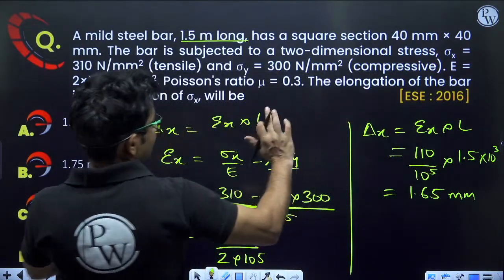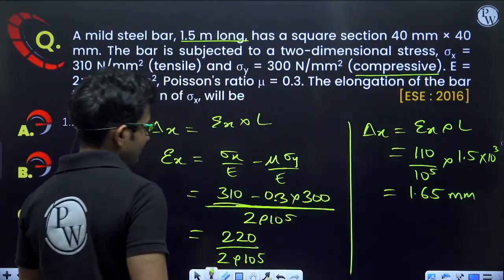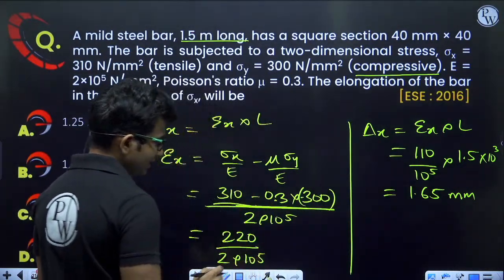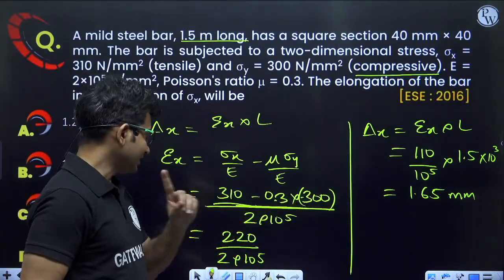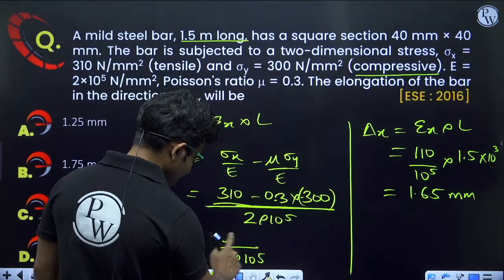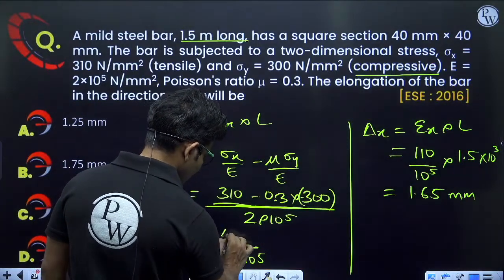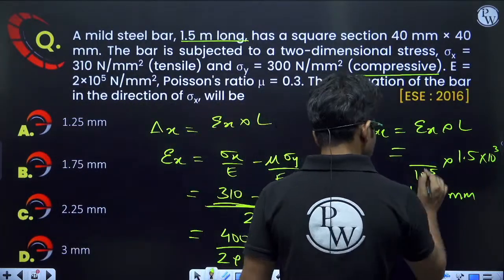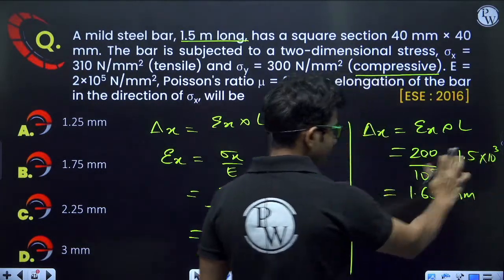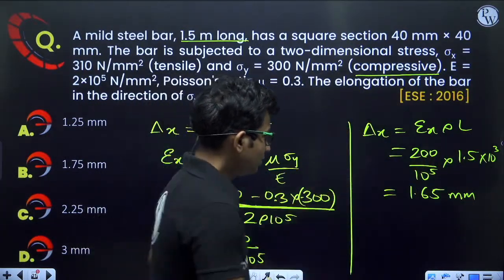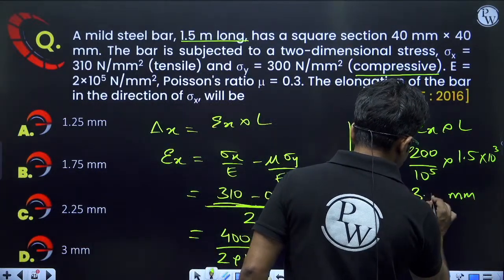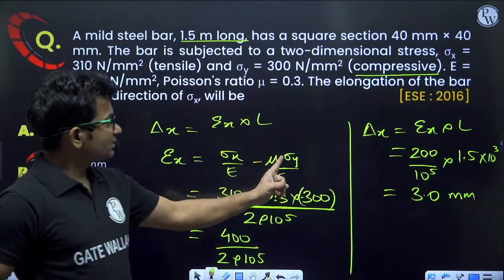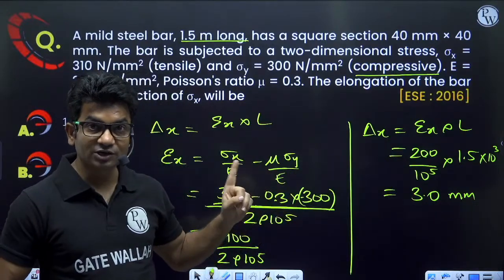Okay, sorry, one mistake. This is compressive, so it will be minus 300. Minus and minus will become plus. So 310 plus 90 becomes 400. 400 divided by 2 becomes 200, into 1.5 into 10 to the power 3, and this will become 3 mm. The correct answer will be option D. So this is compressive. We have to pay special attention to sign convention, right?